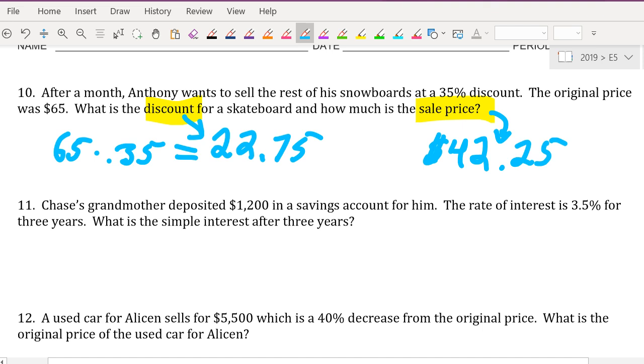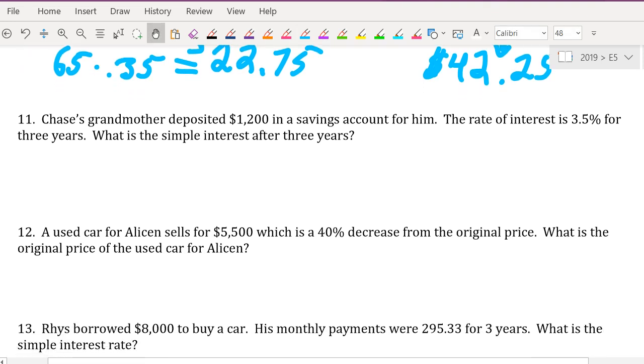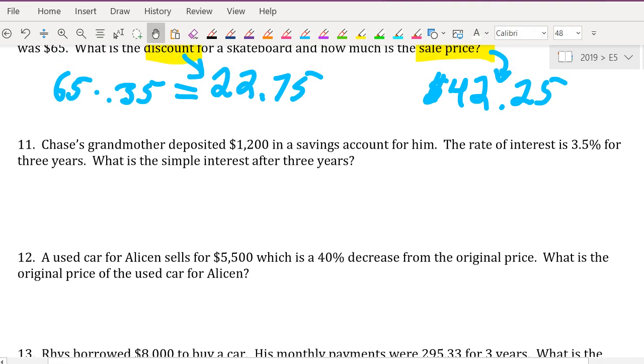All right, number 11. Chase's grandmother, she's a really nice lady, deposited $1,200. The rate of interest is 3.5%. What is the simple interest?